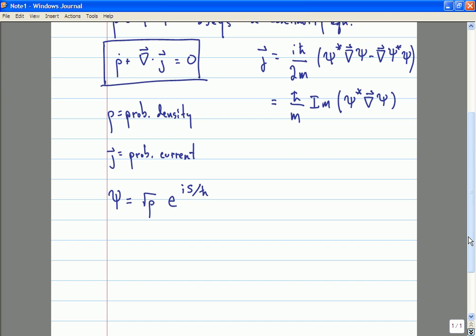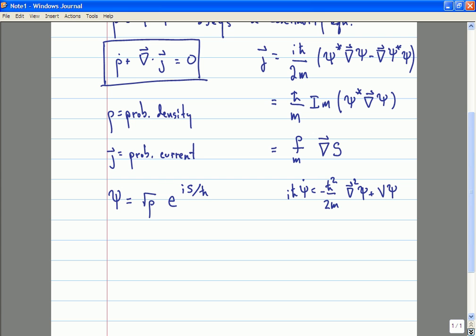So let's work out the Schrodinger equation, i ħ ψ dot equals minus ħ squared over 2m times the Laplacian of ψ plus Vψ, in terms of ρ and S. Well, actually, even before I do that, let me make one comment, which is that this probability current can also be written as ρ over m times the gradient of S.